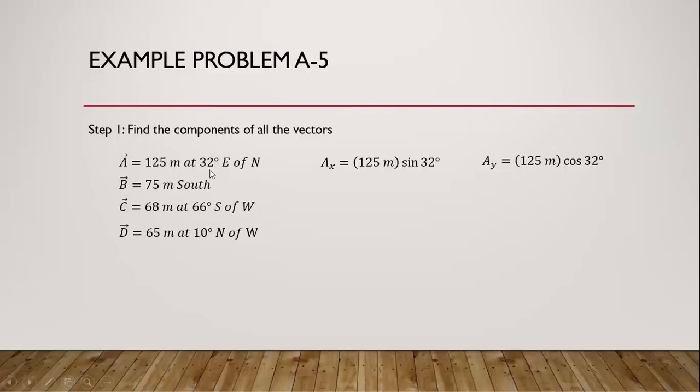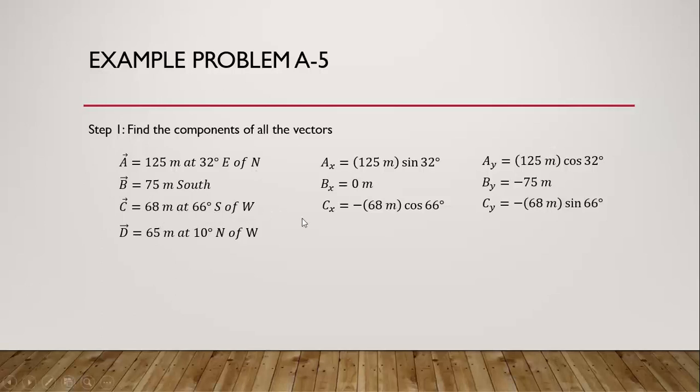And so if you draw out this vector first, 32 degrees east of north, really what happens is that you have a triangle that looks like this, and this angle is the 32 degrees, so your x component will be the opposite side, your y component will be the adjacent side. And so that's how I get 125 sine of 32 degrees, 125 cosine of 32 degrees. B is the easiest. 0 meters, negative 75, due south would be negative.